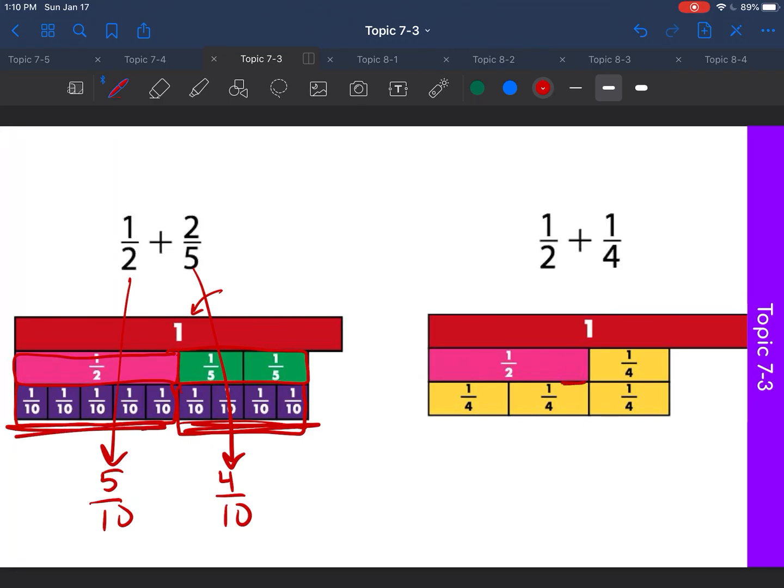And same thing with this. We can see this 1/2 lines up perfectly with 2/4. Okay, so that's how we got that 1/2 as 2/4. So this is just a visual of exactly what you're seeing.